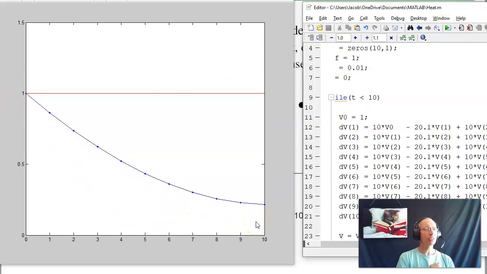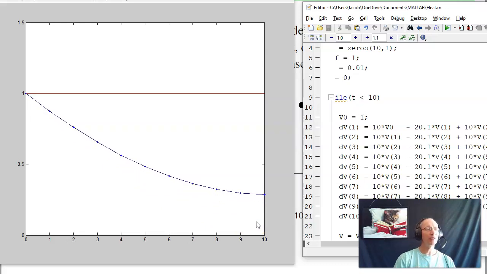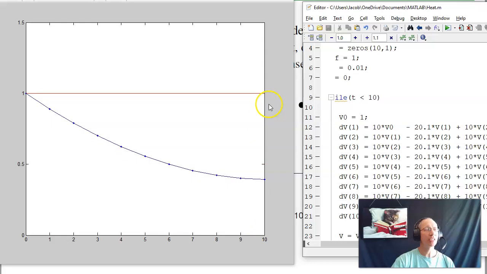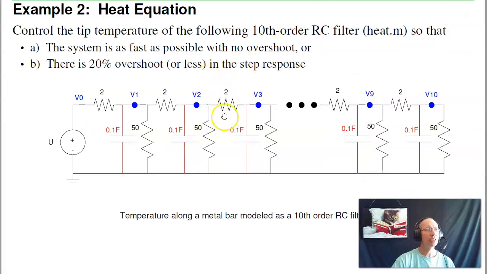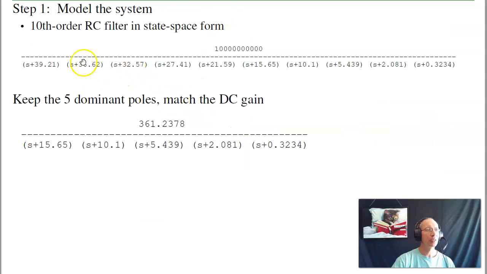So that's the open loop system. Let's apply feedback and try to force the tip to go to my set point, go to 1 as fast as I can, but don't have any overshoot or have 20% overshoot. To do that, first thing I need to do is model the system. We did that before. Using state space, I get a 10th order system. Here's the transfer function.